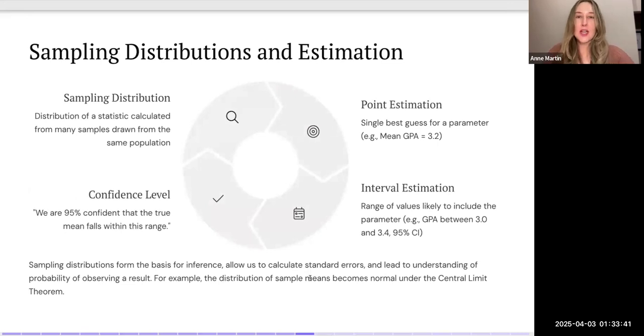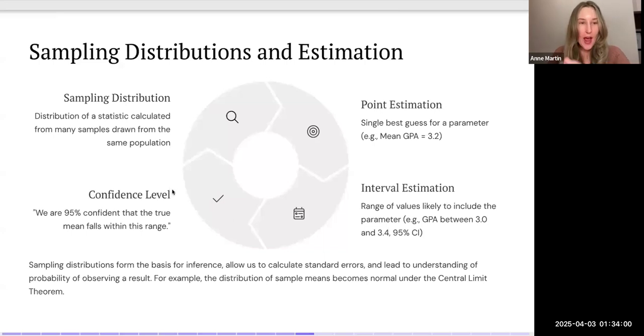In terms of sampling distributions and estimation, the sampling distribution is calculated from many samples that are drawn from the same population. Based on that, you can have a confidence level and interval.